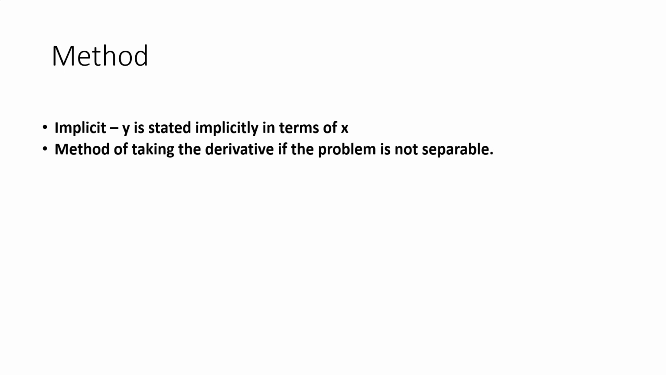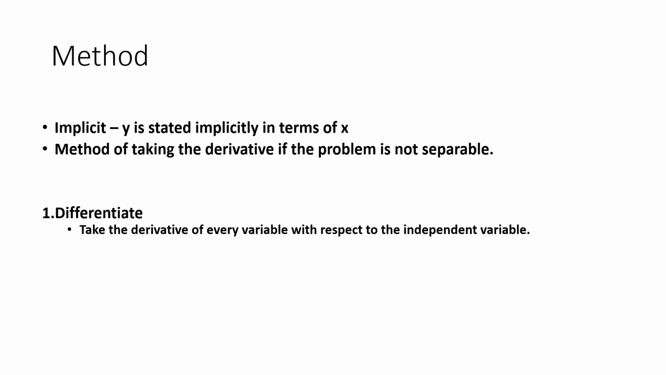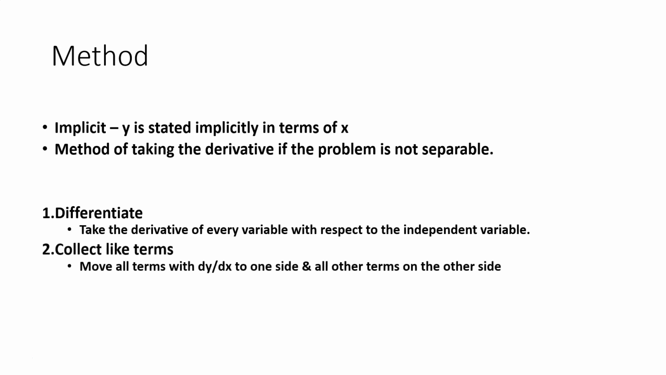So the method of taking the derivative, if the problem is not separable: the way you're going to go about doing this is, first, you want to differentiate everything term by term. Take the derivative of every variable with respect to the independent variable. Second, you're going to collect the like terms, and by that I mean all of the dy over dx on one side of the equation, in terms of the other side.